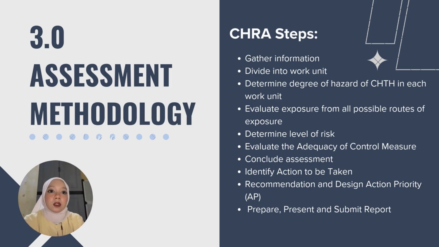After concluding the assessment, action required for further precautions and improved control measures are made based on conclusion, which is addressed in Form D of the assessment. Recommendation and design action priority, AP. The assessor should assign the action priority on each identified action to be taken.